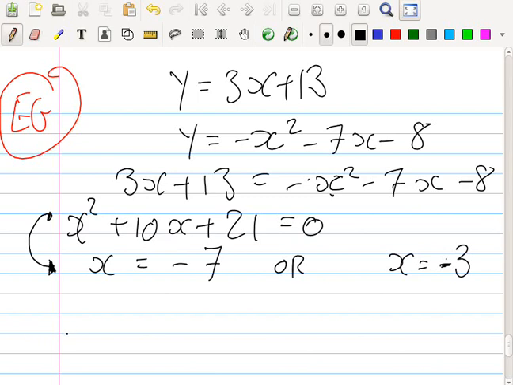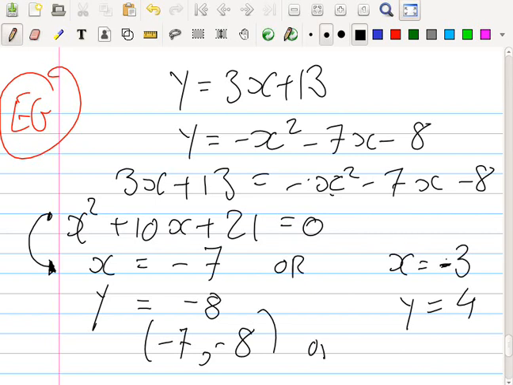Okay. Now I have to find y. So if I put it into the first one, minus 7 times 3 is minus 21. So what's that going to be? Minus 8, is it? Again, please check. And if I put minus 3 in, 3 times minus 3 is minus 9, plus 13 is 4. So my two answers are minus 7, minus 8 or minus 3, 4.